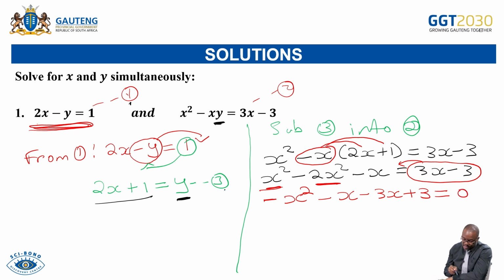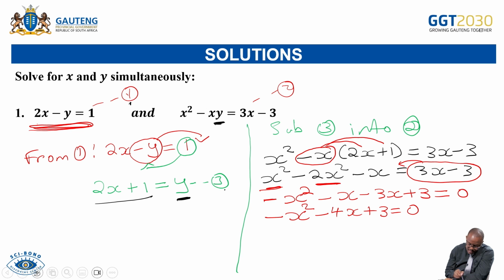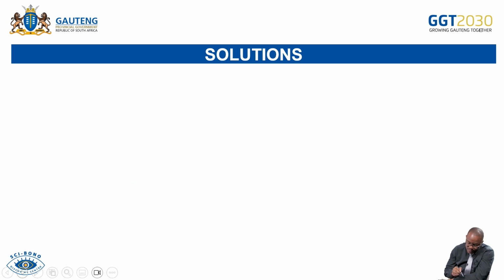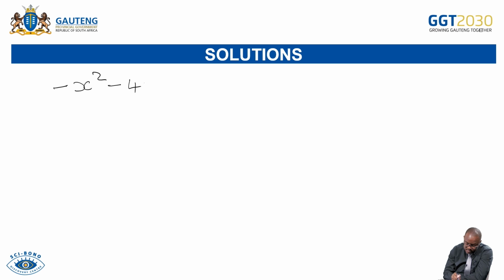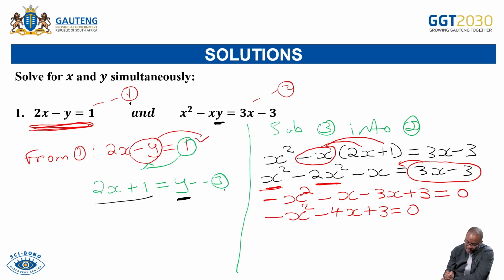So now, looking at that, we are going to have what? Negative x squared, negative 4x plus 3 is equal to 0. So now, let's try to factorize that one. Remember, we have negative x squared minus 4x plus 3 is equal to 0. So we're looking at that one there. Then we need to do what? We need to solve it.